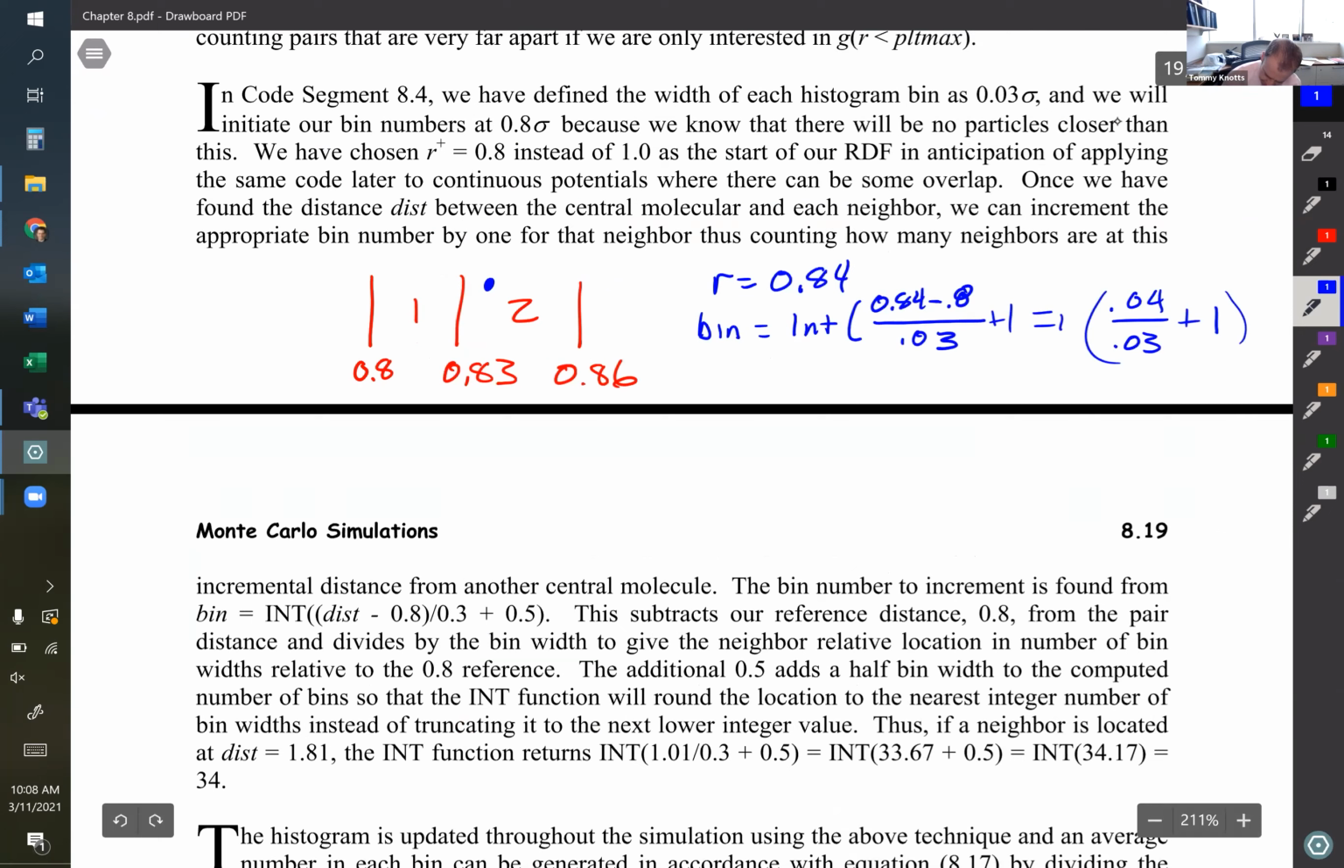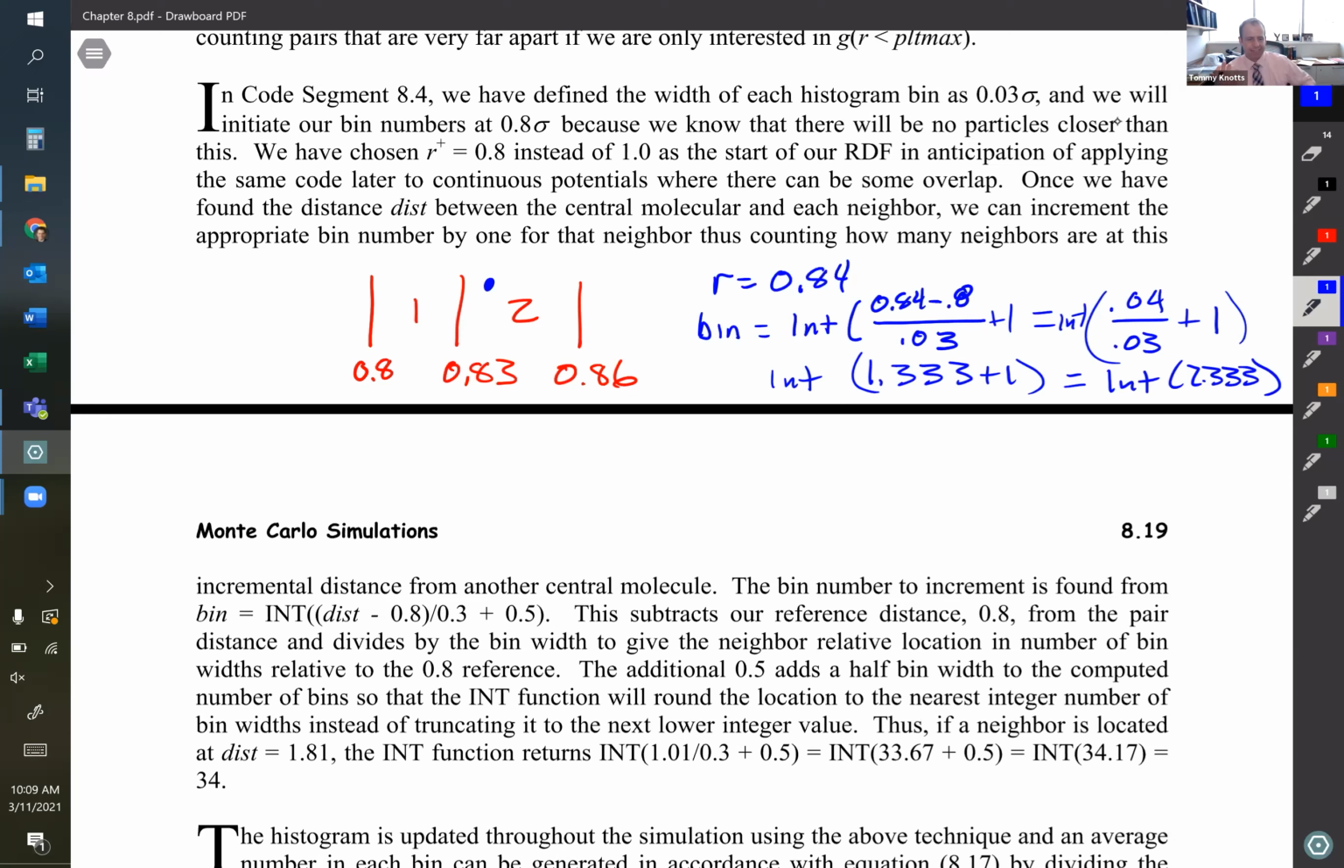And I have to take the int of that. 0.04 divided by 0.03 is 1.333, plus 1. I take the int of that. It's the int of 2.333. And when you take the int, it just cuts off the decimal. So I'm in bin 2. This is just a way to figure out which bin I'm in. Does that make sense? Any questions on this?